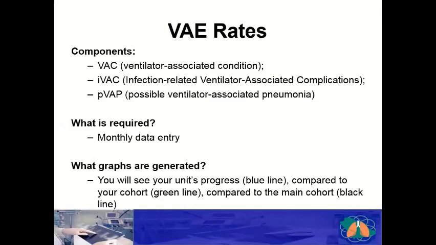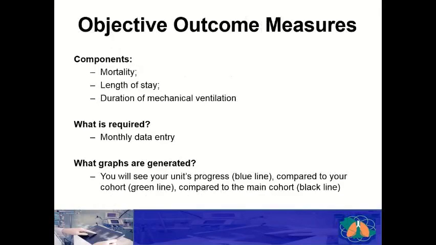As you know, for the VAE rate, we are looking for the ventilator-associated conditions, infection-related ventilator-associated complications, and possible ventilator-associated pneumonia. It's monthly data entry for both. For objective outcome measures, the components are mortality, length of stay, and duration of mechanical ventilation.